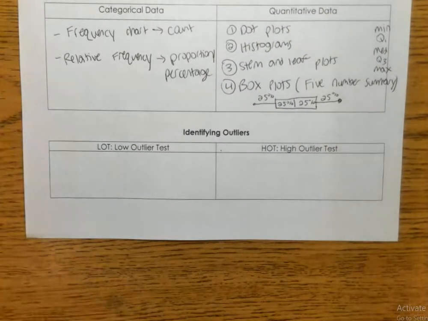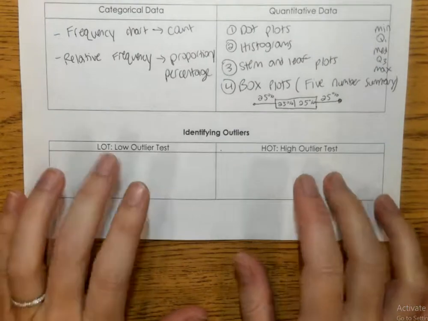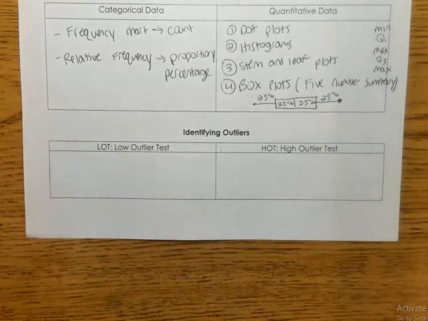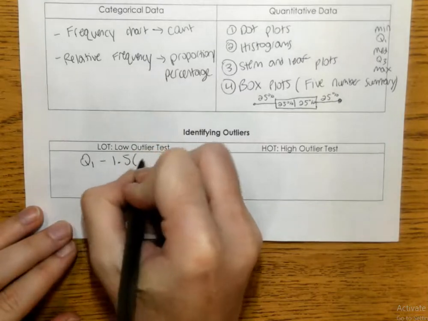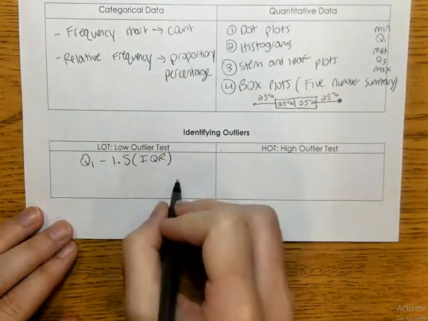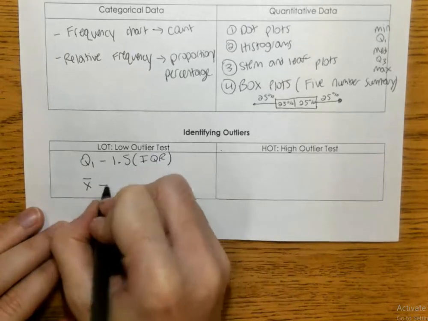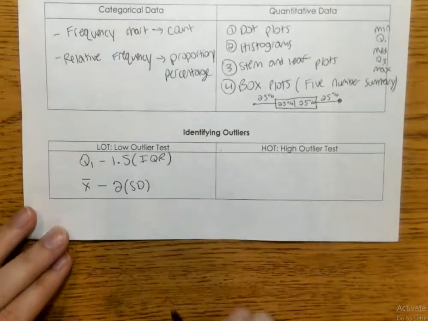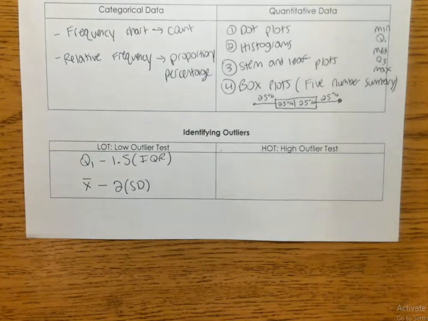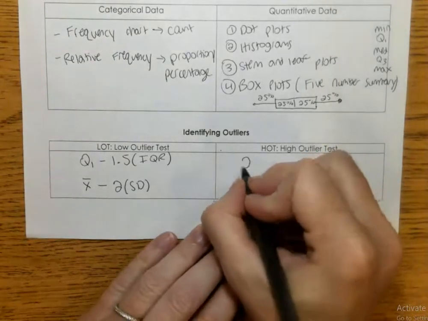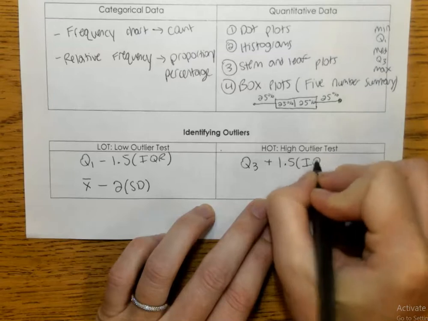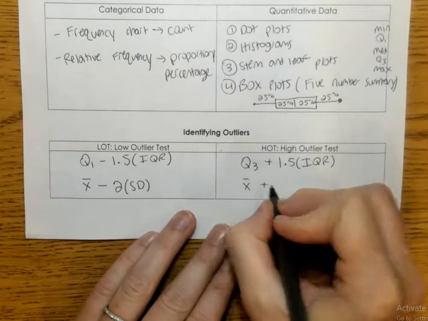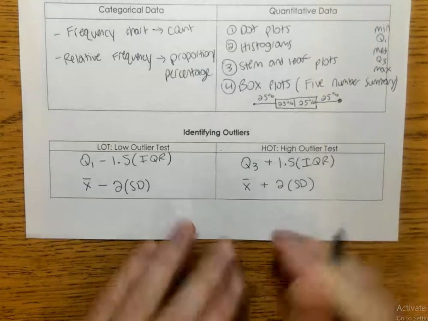All right, identifying outliers. I have a low outlier test and a high outlier test, right? And I've got 2 different kinds. I've got the IQR and the standard deviation. So for the IQR, the low outlier test would be the Q1 minus 1.5 times the IQR. The standard deviation test would be your mean minus 2 times the standard deviation. So that's to calculate low outliers. To calculate high outliers is the opposite. Q3 plus 1.5 times the IQR. And then X bar plus 2 times the standard deviation.